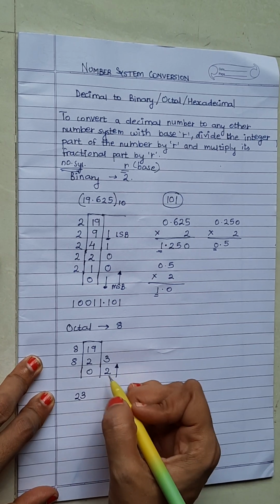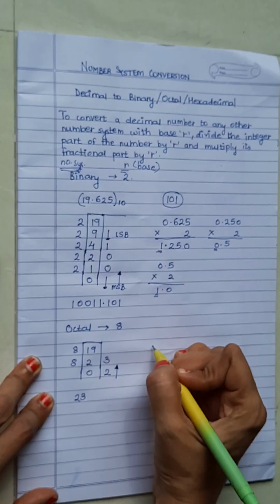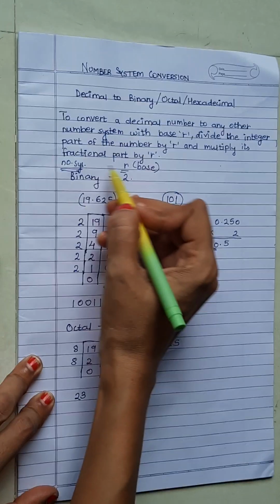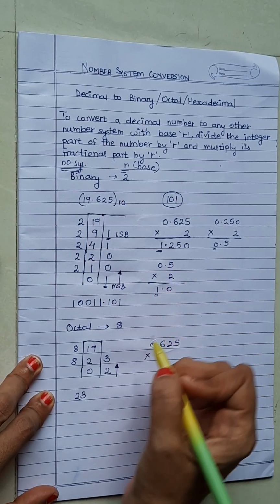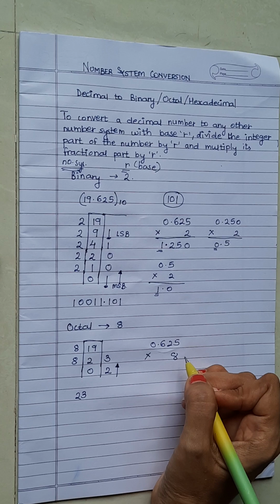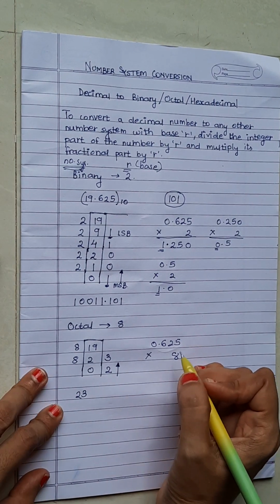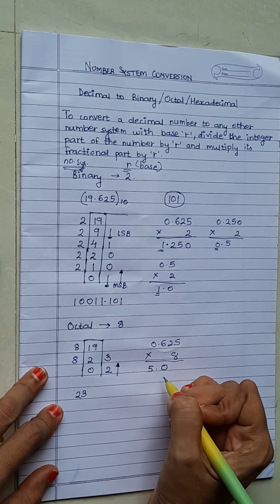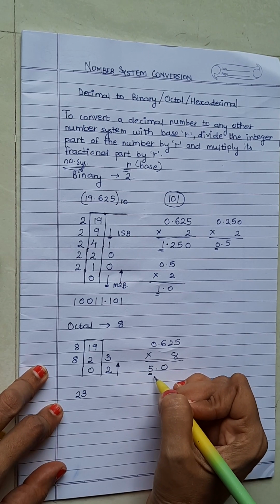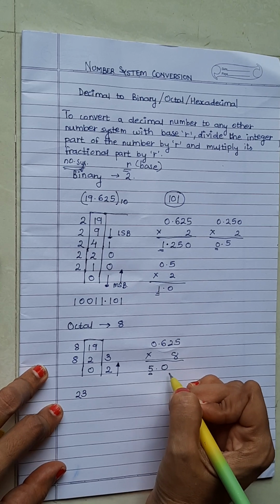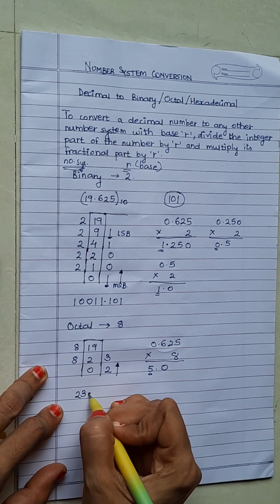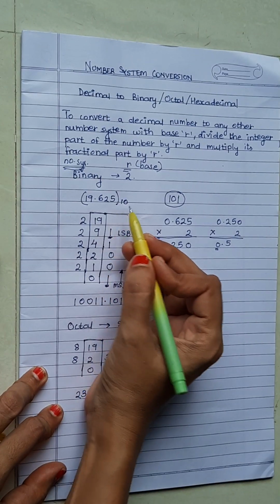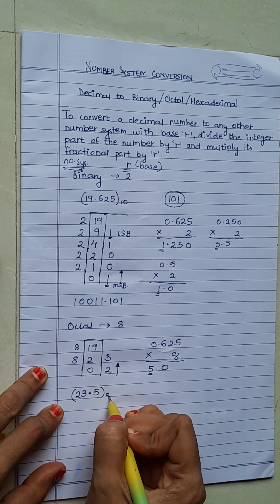Okay, and now take the fractional part, that is 0.625, and multiply it by r. Here r is what? 8. So multiply this with 8. What you get is 5.0, right? Now take the integer part, that is 5. The fractional part has already become 0, so we will stop here, and what you get is 23.5 in octal. So 19.625 in decimal can be written as 23.5 in octal.